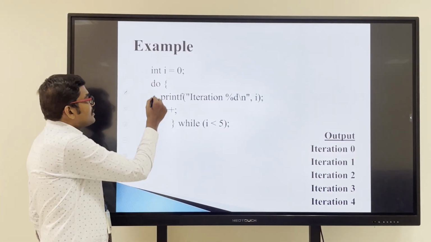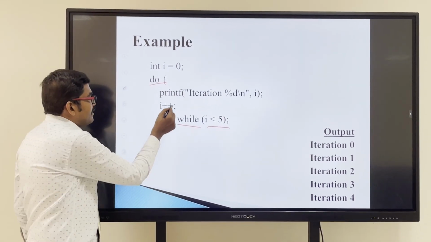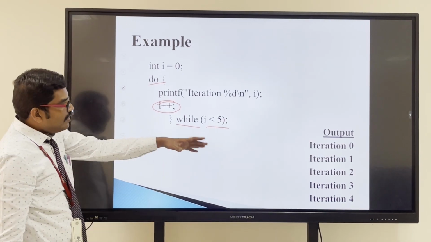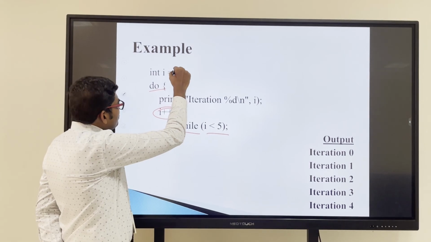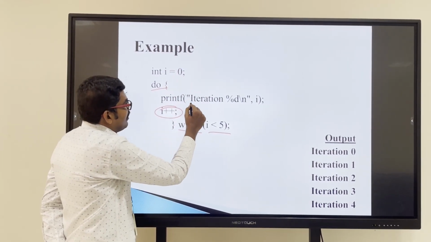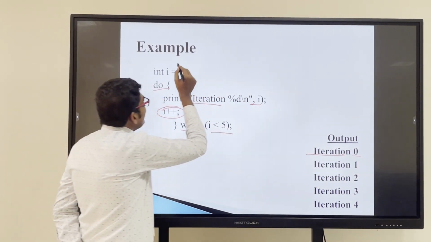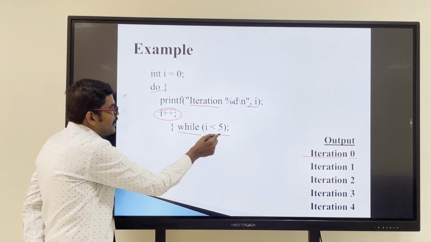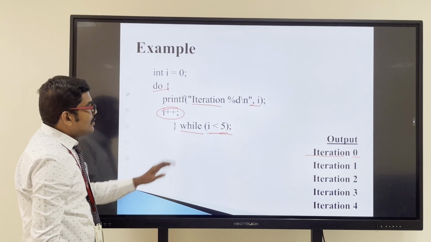This is the structure: do, while condition, then increment or decrement will be here. So it is in proper structure. Here also I am going to print the same scenario, the same operation. Initially I am declaring i equal to 0. So it will first print iteration, i value will be 0. Then it goes for increment. After increment it checks whether it matches the condition or not.